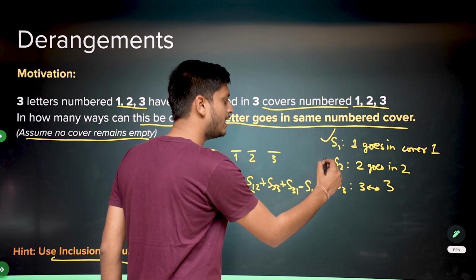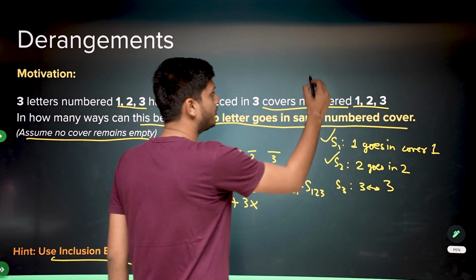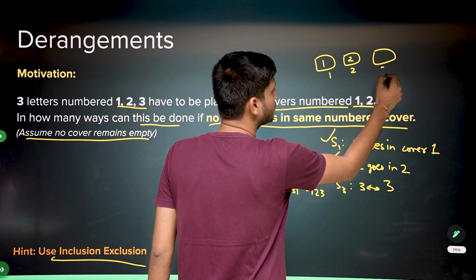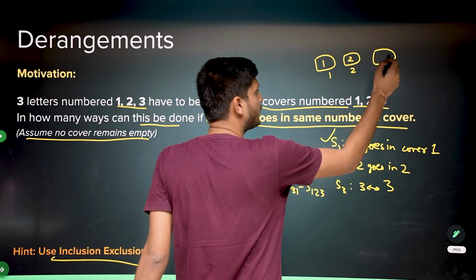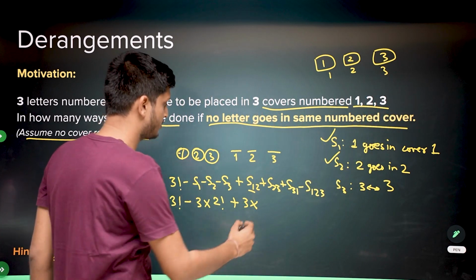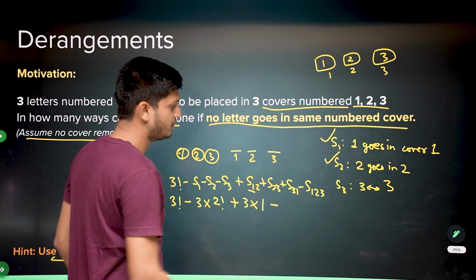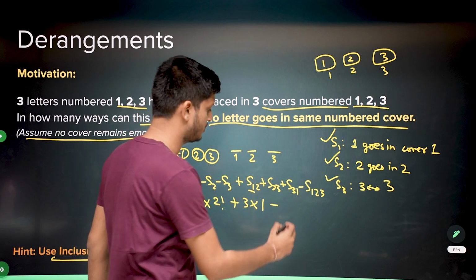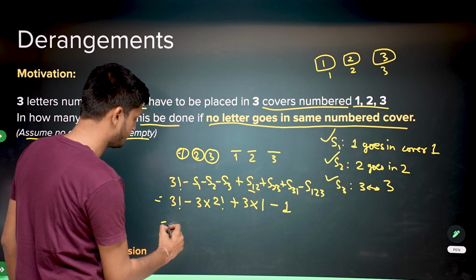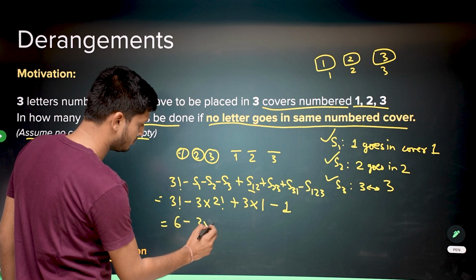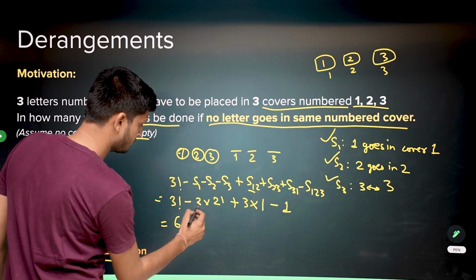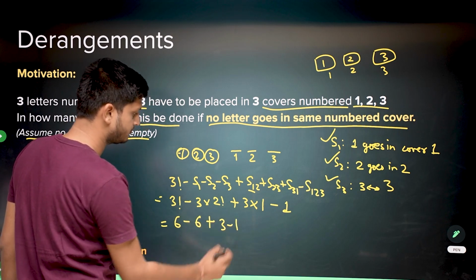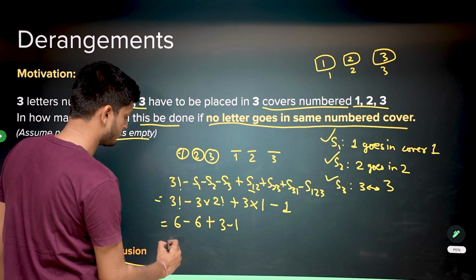Let's say 1 goes in cover 1 and also 2 goes in cover 2. Now if letter 1 is going in cover 1, letter 2 is going in cover 2, what happens to the third cover? There is only one letter left, right? You have to put it here. There is only one way to solve this. So 3 times 1 and minus all 3 of them are true, which means 1 goes in 1, 2 goes in 2 and 3 goes in 3. Again, there is one way to do this. 1. So it becomes 6 minus 3 times 2, which is 6 minus 6 plus 3 minus 1. So it becomes 2.